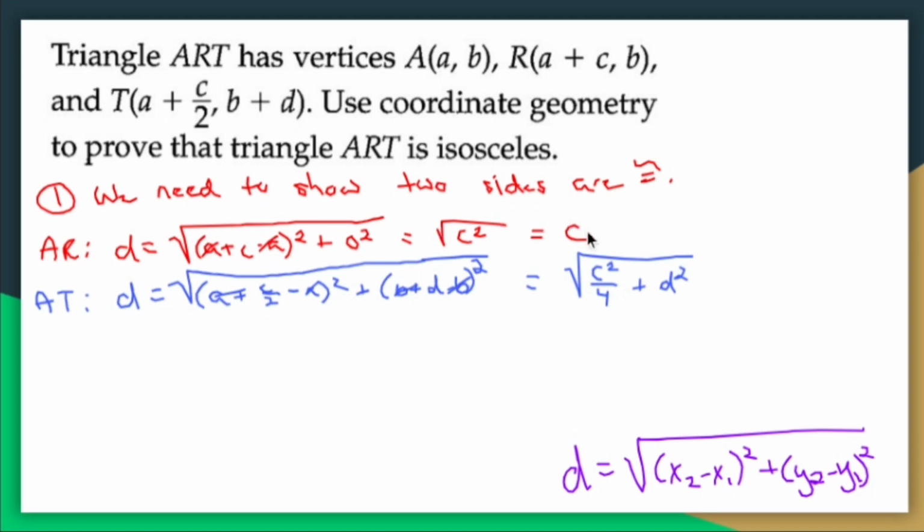Obviously, AR and AT are not the same. So I'm guessing that RT is going to be the same as AT. And if it's not, then it better be the same as AR. Otherwise, I wasted my time.